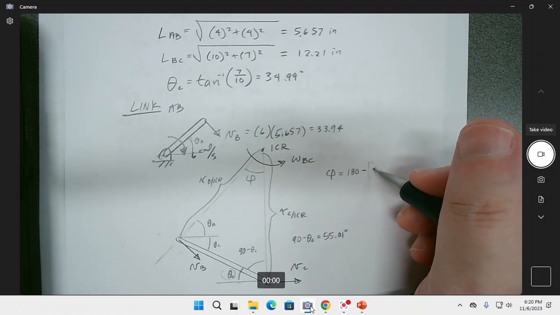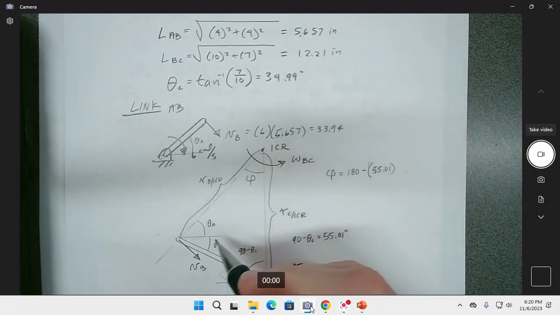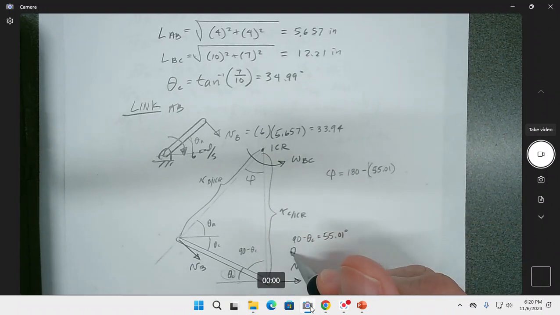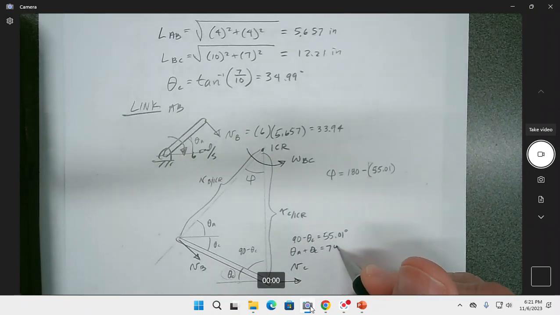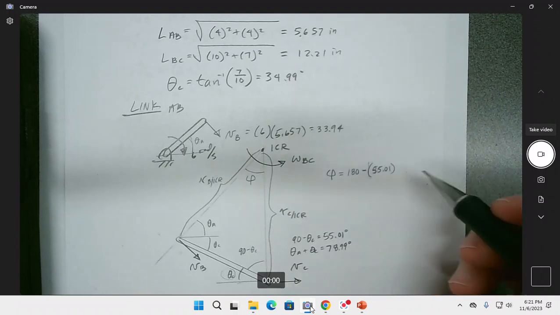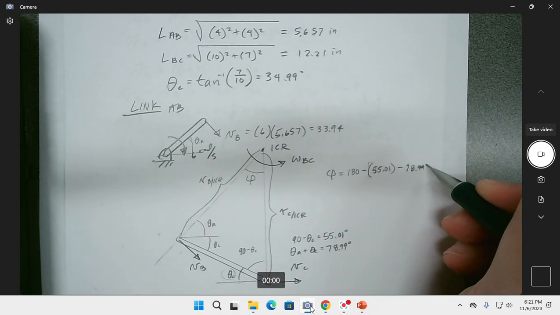And I'll go 55.01. And then I might actually find out what theta A plus theta C is going to be. And so that's just going to be 45 plus 33.99, which I should do in my head, but I'm not going to. 78.99. Boy, yeah, might as well make that 79, huh? So that's going to be minus 78.99.